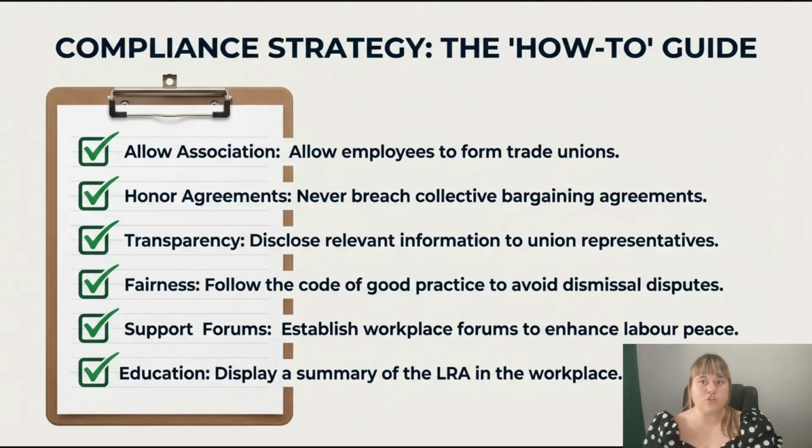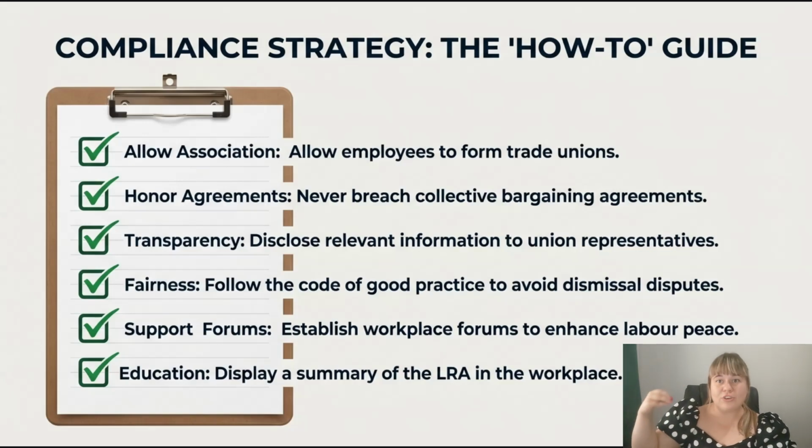How do we comply? So the ways that we can comply. Well, allow association. So allow employees to form trade unions. Again, do you see how easy this is? I told you I'm going to make this easier. So the right of an employee is to join a trade union. Non-compliance is refusing them. How do we comply? We allow them to join trade unions.